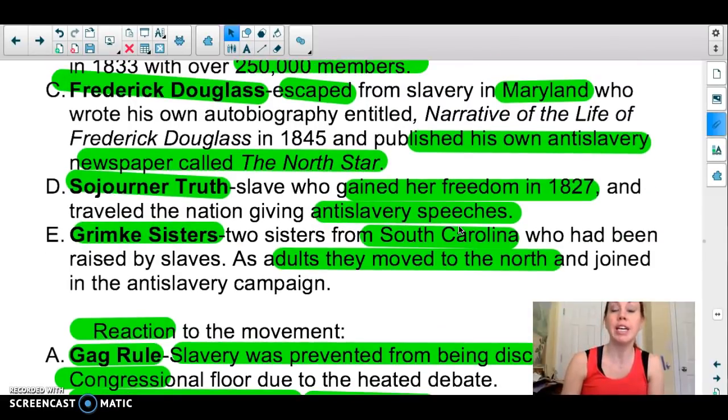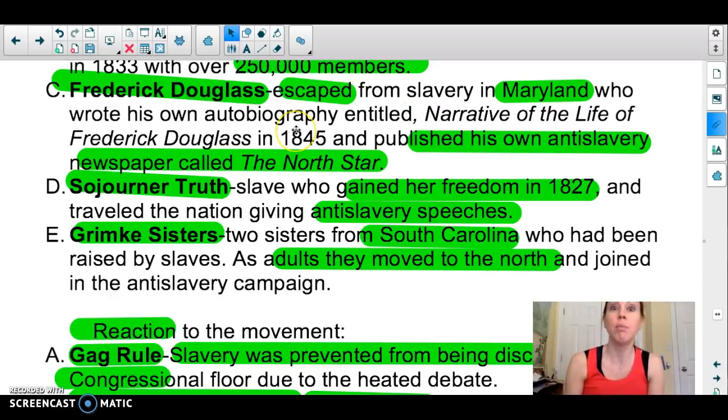Okay, then we have Frederick Douglass with 2 S's on the end. He actually escaped from slavery in Maryland, writes his own autobiography, Narrative of the Life of Frederick Douglass, and publishes his own anti-slavery newspaper called the North Star. The significance of the North Star was that it led slaves to freedom. They followed that star at night along the Underground Railroad. They traveled at night, and they would walk to the north, to freedom, following the North Star.